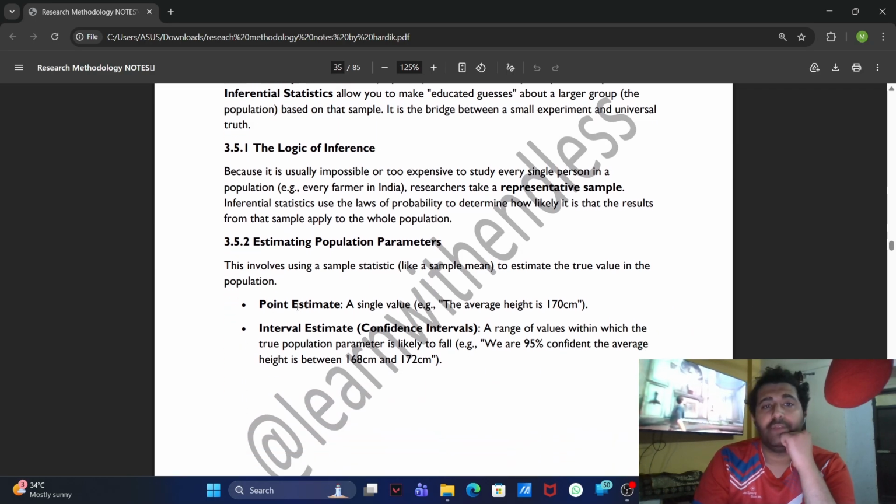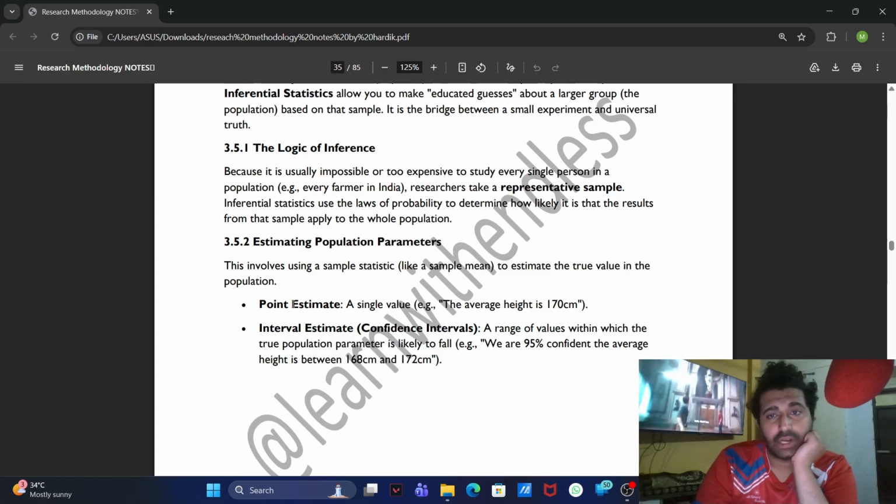The logic of inference: because it is generally impossible or too expensive to study every single person in a population, for example every farmer in India, researchers take a representative sample. Inferential statistics use laws of probability to determine how likely it is that the result from the sample applies to the whole population.